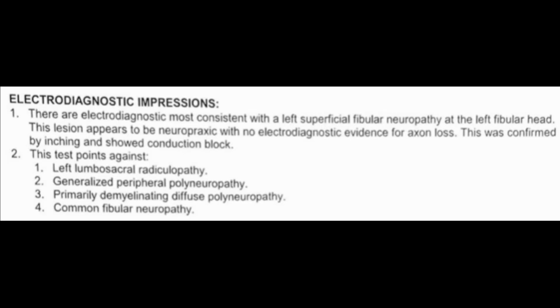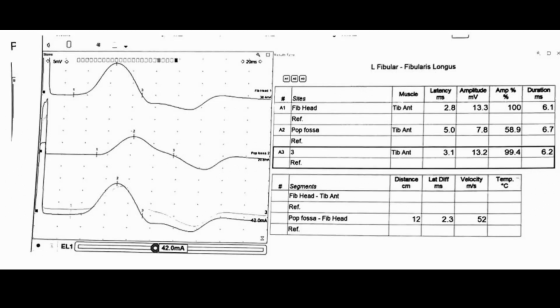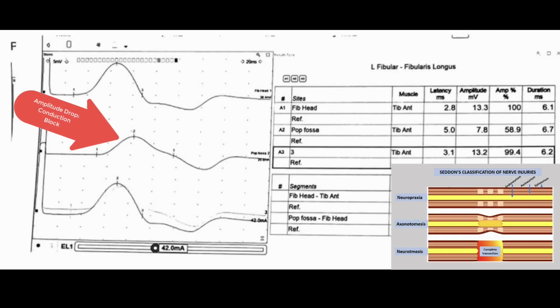Our conclusions from these findings are that there is evidence of a left superficial fibular neuropathy at the fibular head, and the injury appears to be neuropraxic without axon loss. We know that this injury is neuropraxic because we saw an amplitude drop across the fibular head, and we know there is no axon loss because we found no fibrillations on needle EMG.